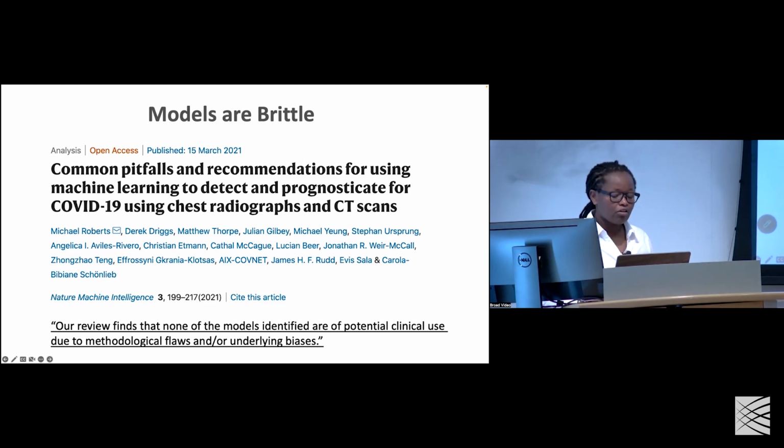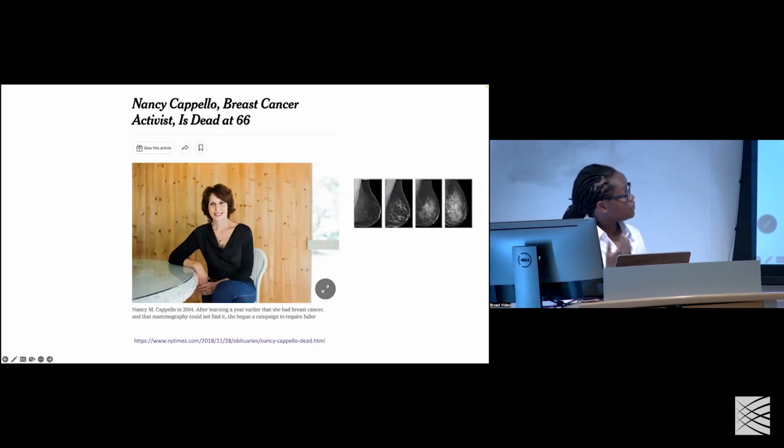We've seen a lot of amazing work, actually. It's not necessarily bad. Nancy is a patient who has passed away, and changed a lot of how breast litigation works. This is because she had dense breasts and breast cancer was missed, and she was devastated, and it led to quite a lot of change.